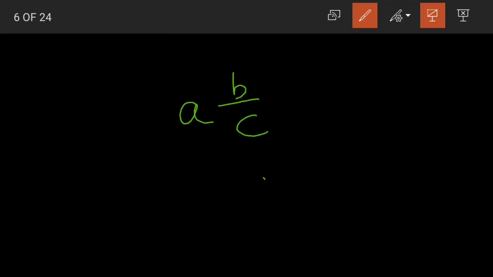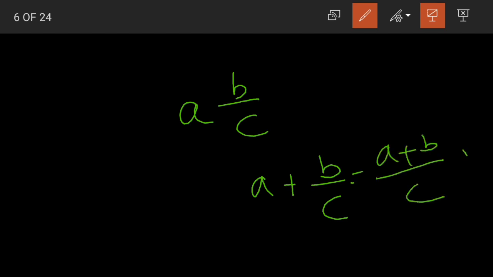Now, when we say a b by c, how do we calculate the value of a b by c? We see it as a plus b by c. How do we see it, students? a plus b by c. Now, how do we add these two numbers? Is it equal to a plus b by c? No, it is not equal to a plus b by c. How do we add it?